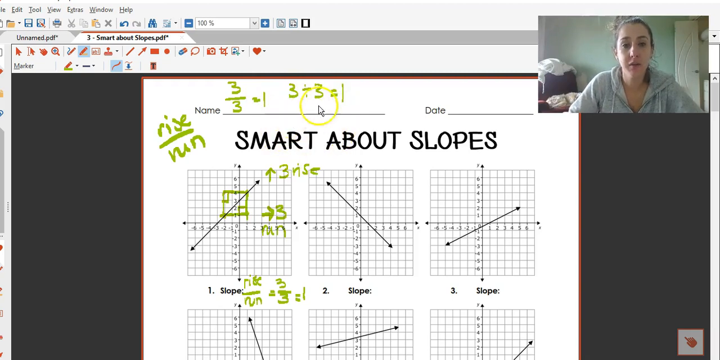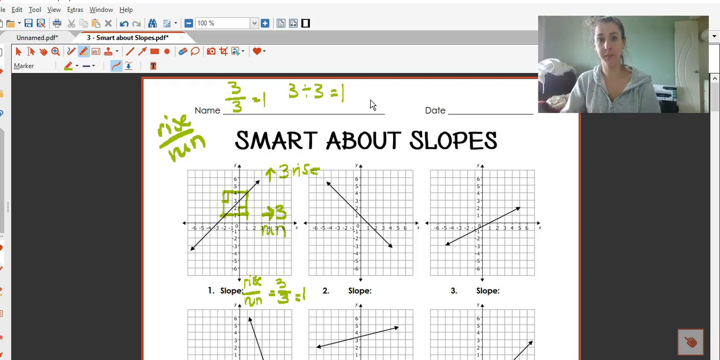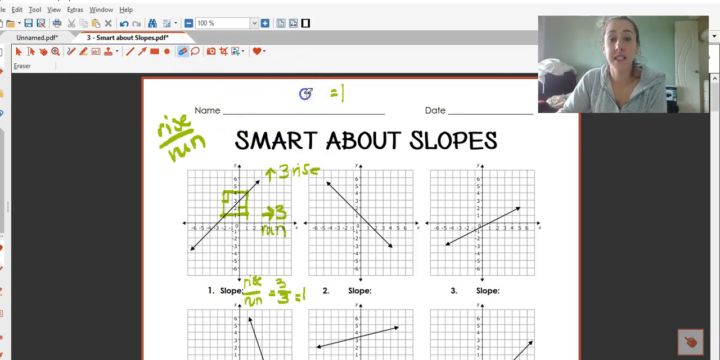Or if I had 3 things and I want to give them evenly between 3 people, each person is going to get 1 thing. Okay? Maths has a lot of language that means the same thing. So make sure that you're really using it correctly.